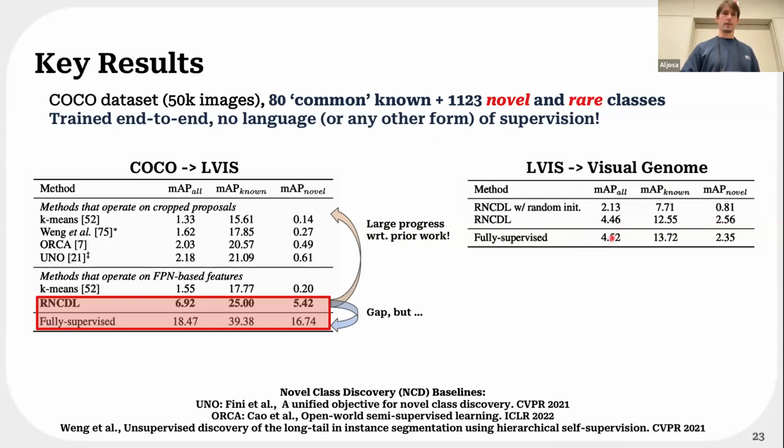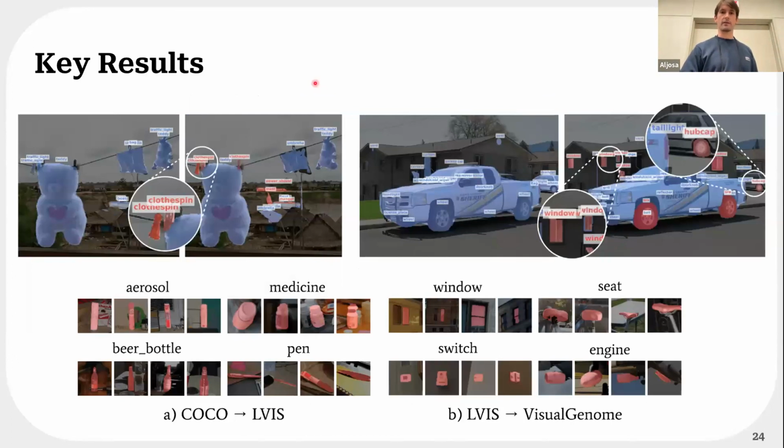All right, so these are some key results. Here I have some visuals. Here, blue objects are part of the COCO vocabulary, and red are part of the LVIS vocabulary. One thing you can notice is that there are so many more blue objects, right? This is because these are frequently observed objects. Red are the rare objects.